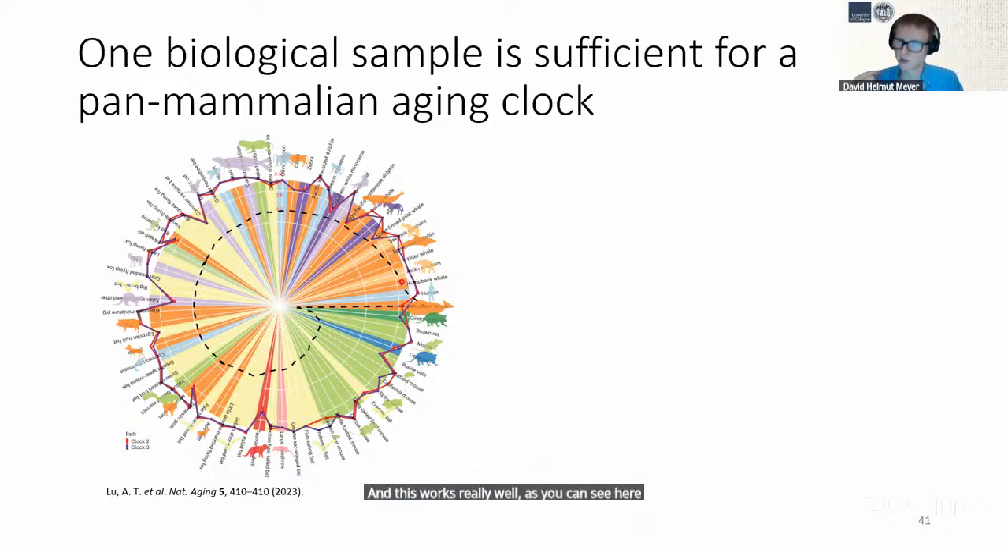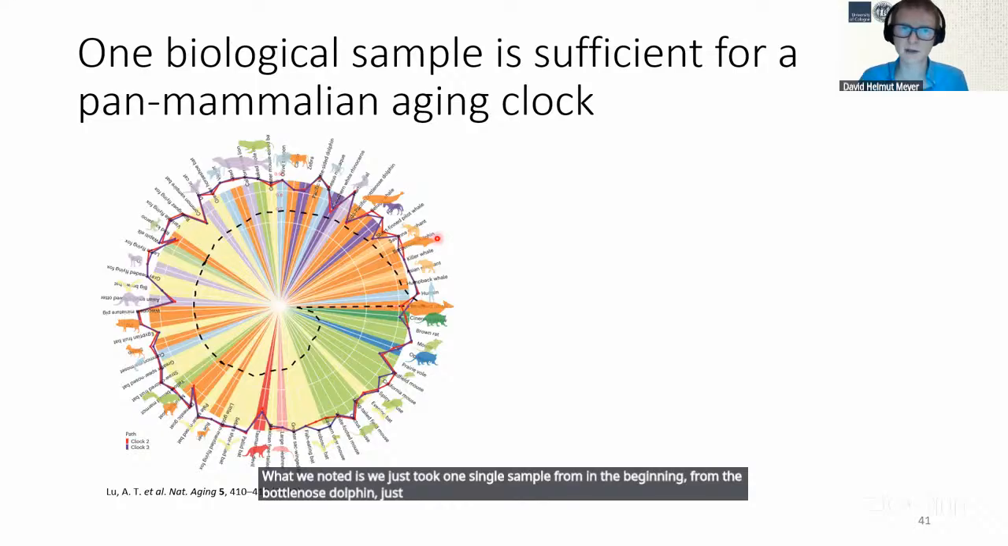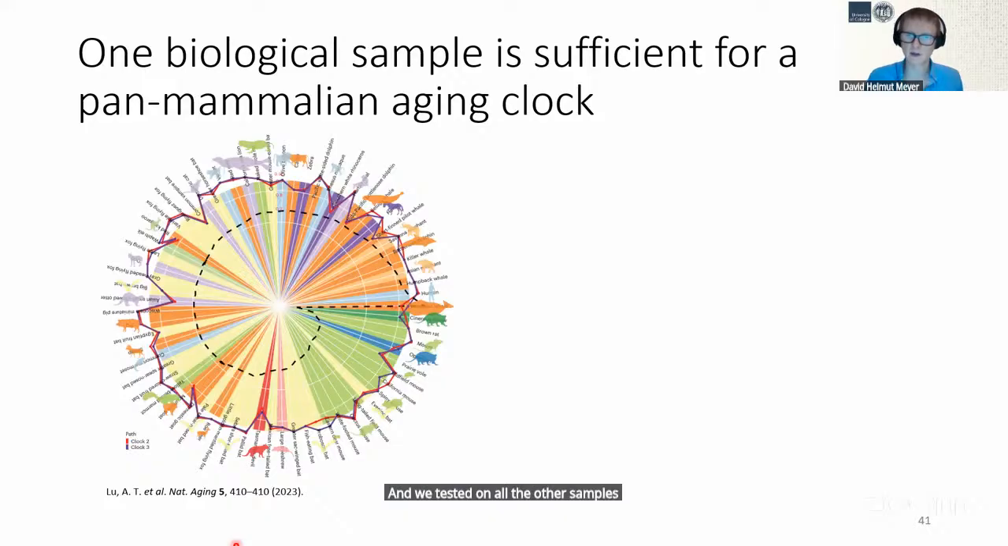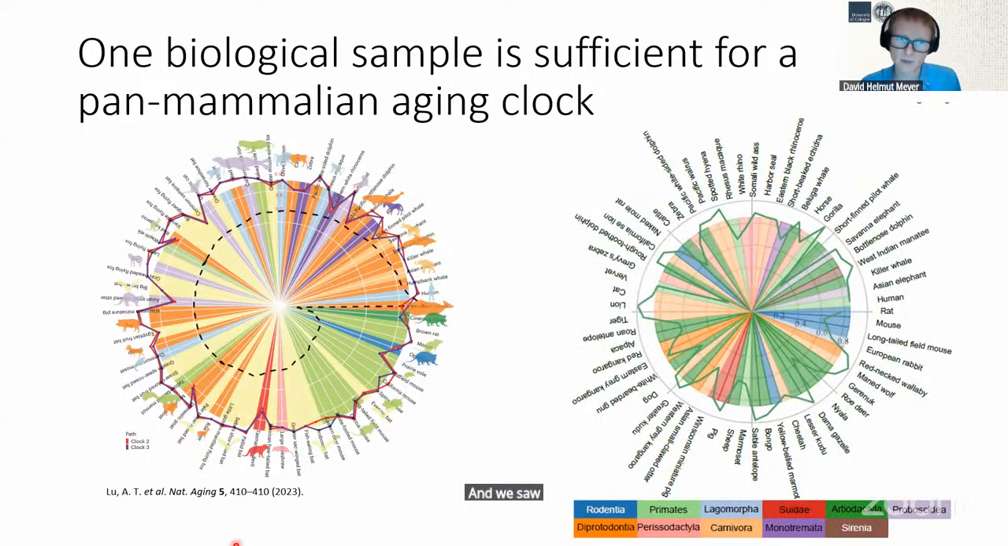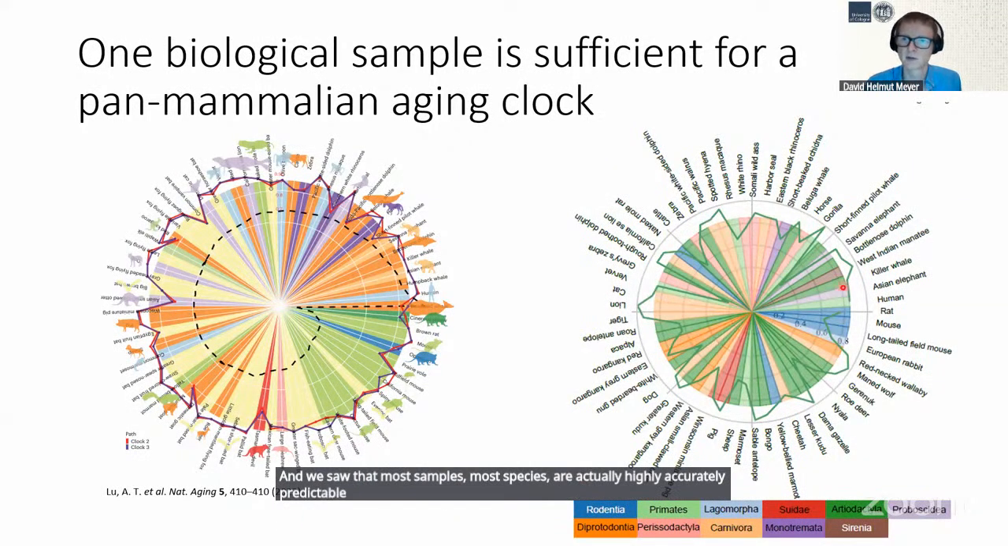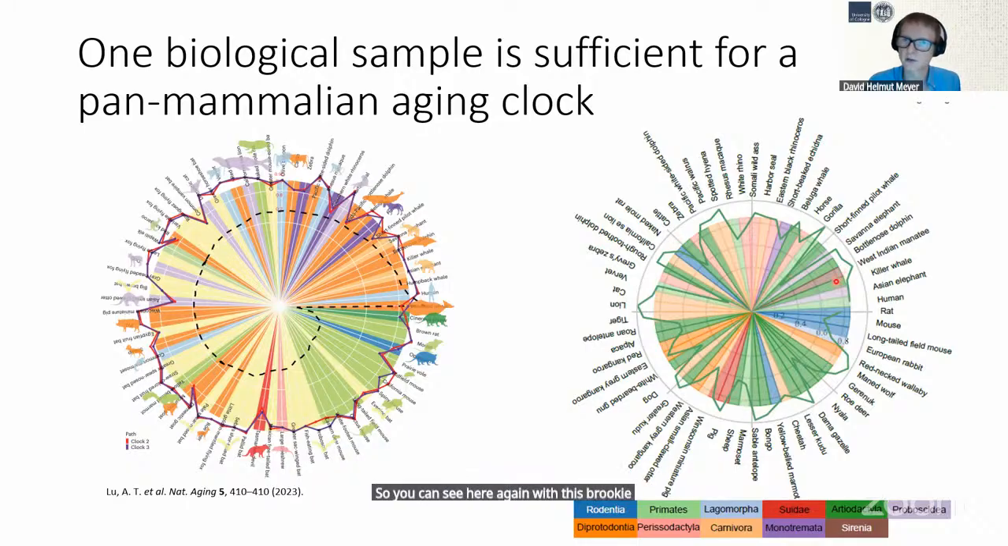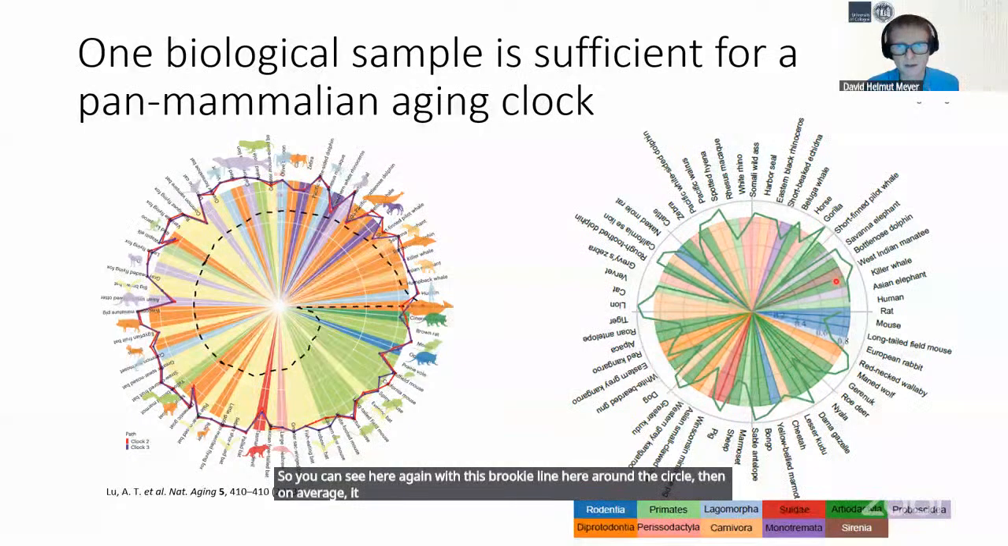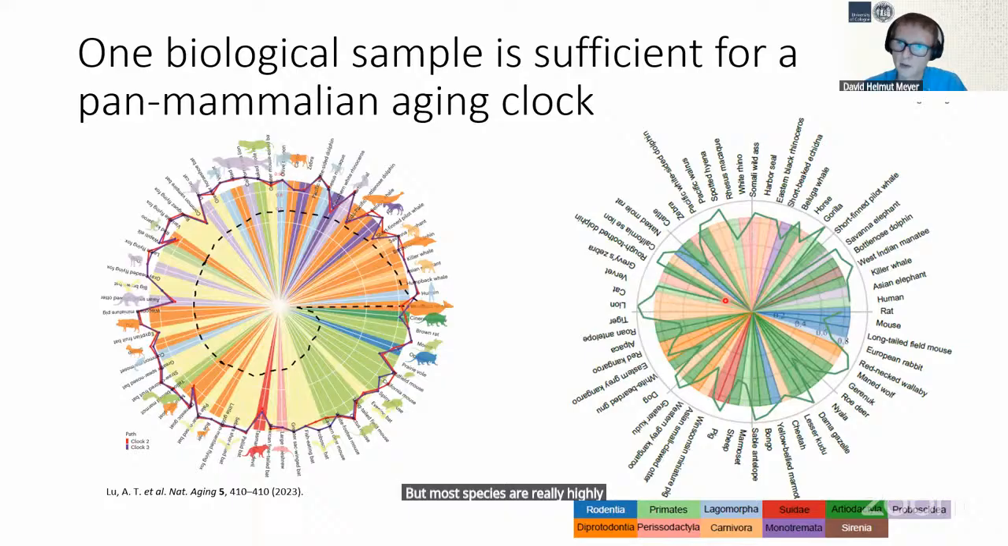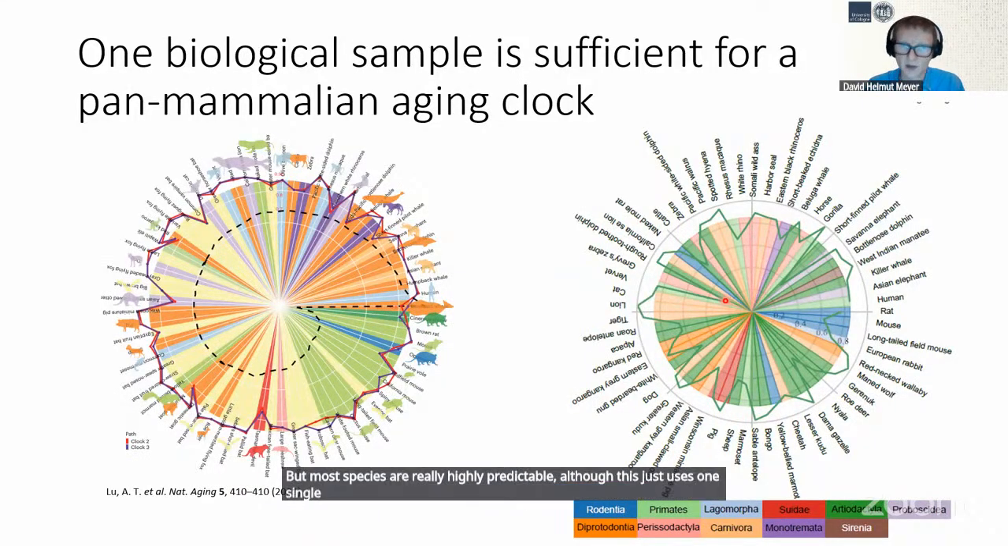What we now did is we just took one single sample from, in the beginning, the bottlenose dolphin, just one biological sample. We just added noise, and we tested on all the other samples now independently. And we saw that most species are actually highly accurately predictable. So you can see here again with this spooky line around the circle, on average, it's above 0.8. There are some outlier species like zebras, which for some reason cannot be predicted with this clock. I'm not sure why, but most species are really highly predictable, although this just uses one single biological sample and everything else is just noise.